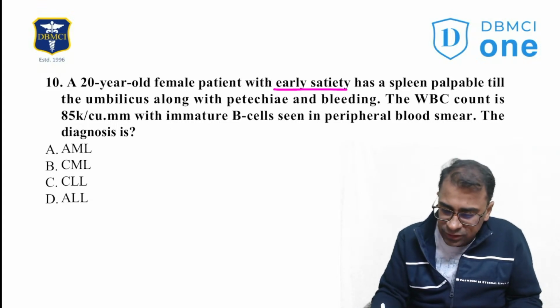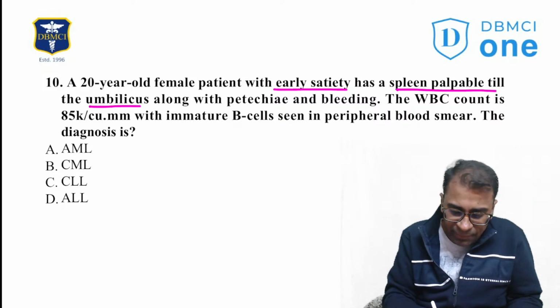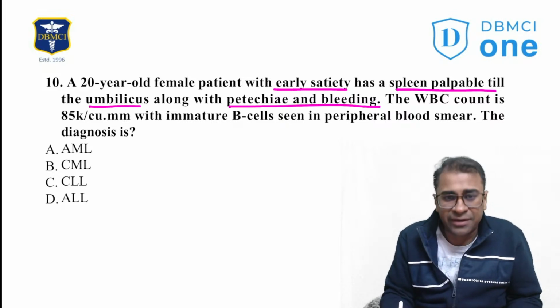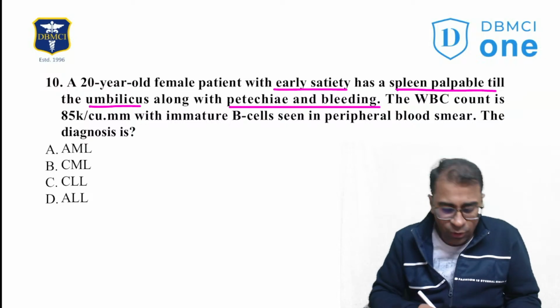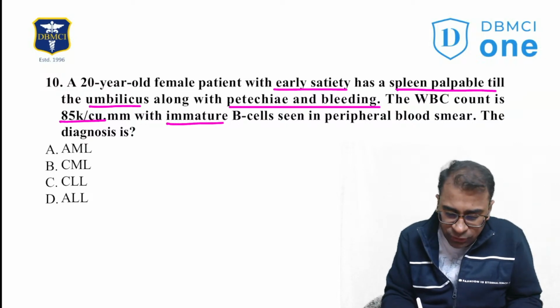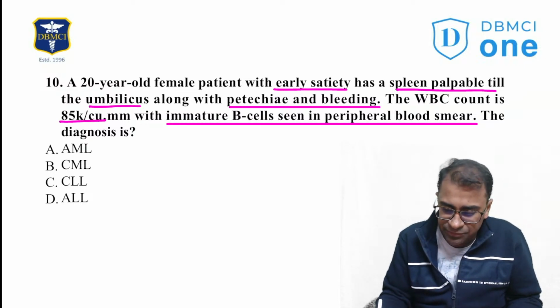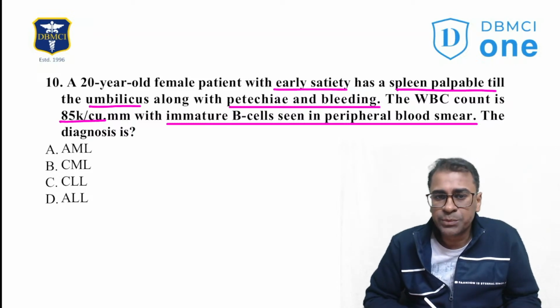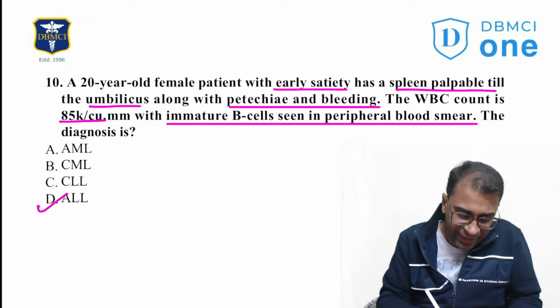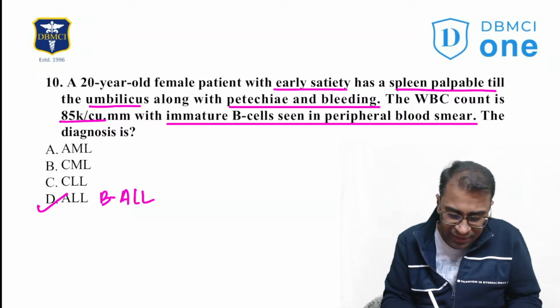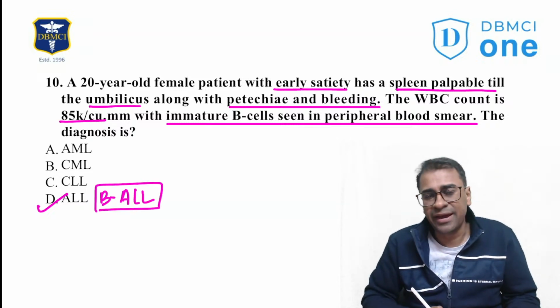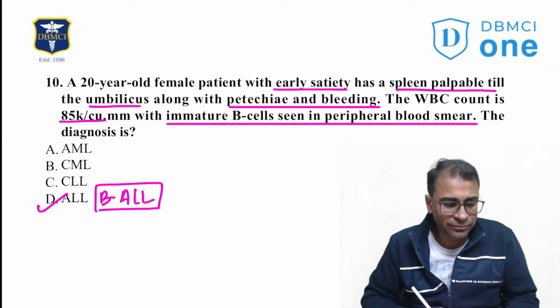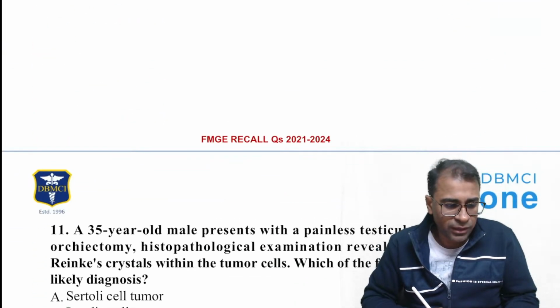Variety है, spleen palpable है, antral umbilicus along with petechiae and bleeding. WBC count is 85. Immature B cells in peripheral blood are seen. क्या है ये? Yes, it's a case of ALL. To be more precise, B-ALL. Okay. No, it is not phyllodes.